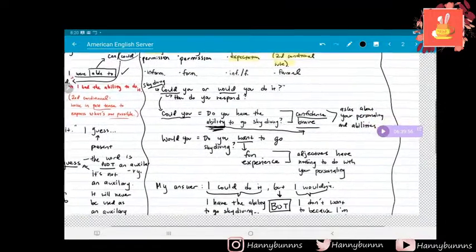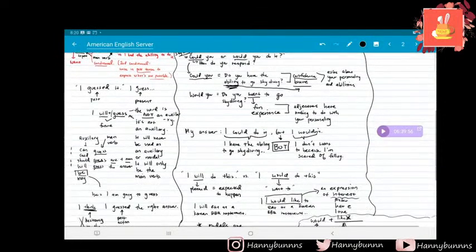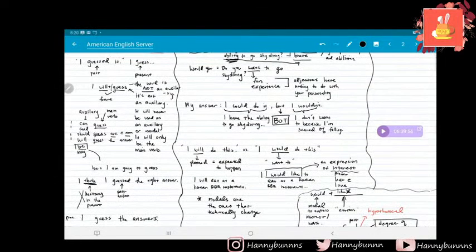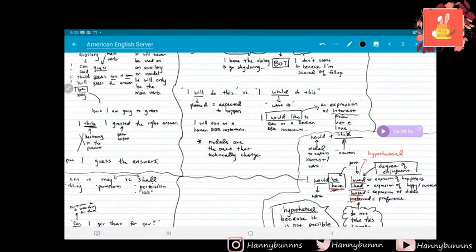So skydiving, could you or would you do it? There's the example of "could you", "would you". I could do it, but I wouldn't. I already explained it here. I have the ability to go skydiving, but I don't want to because I'm scared of falling. So "I will do this" versus "I would do this". "I will do this" means it's expected to happen. "I would do this" means I want to. I would like to eat at a Korean barbecue restaurant, but I can't.